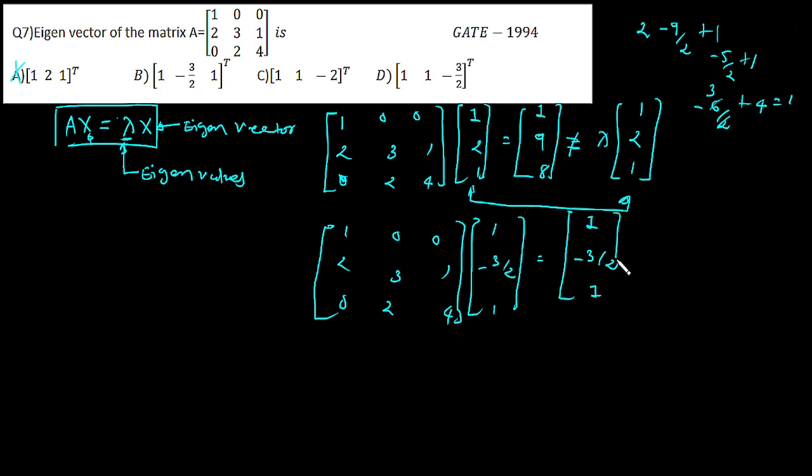Now you can see this vector itself is repeating here. We can say the scalar is 1. So this vector given in option B is an eigenvector of this matrix A. You can also verify options C and D. They will not satisfy this first condition. So only option B is satisfying this condition, and option B is the correct option.